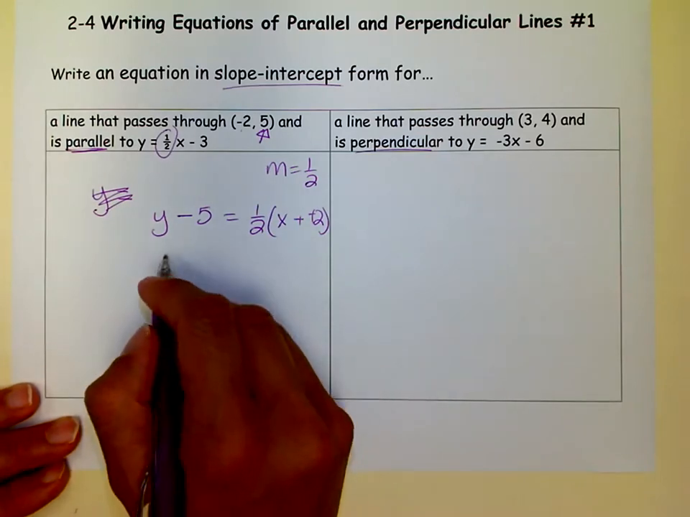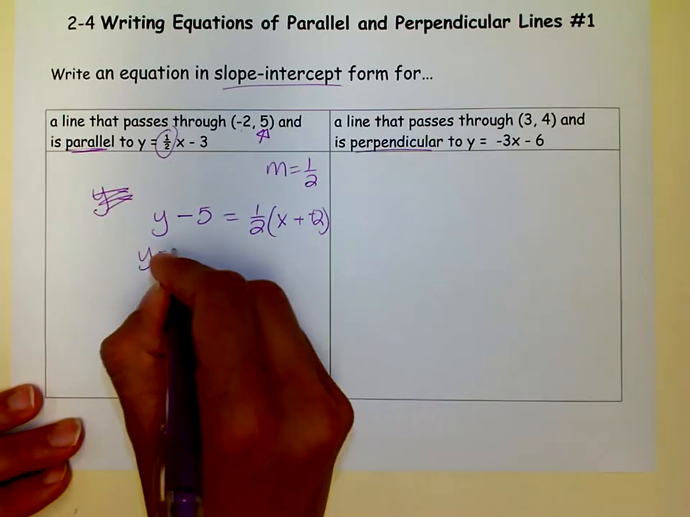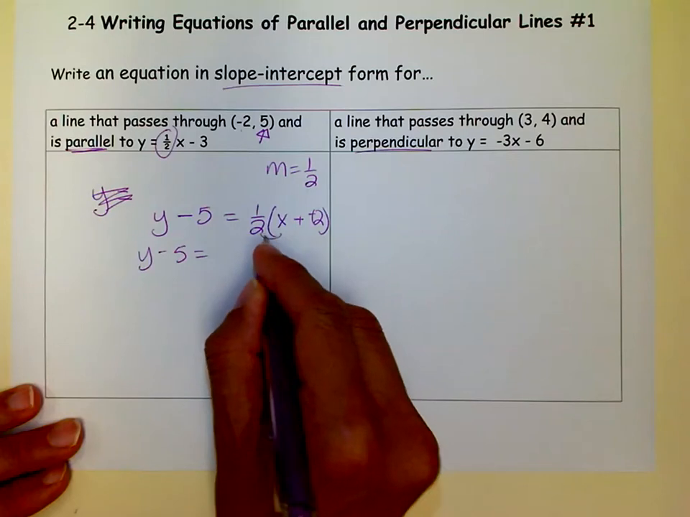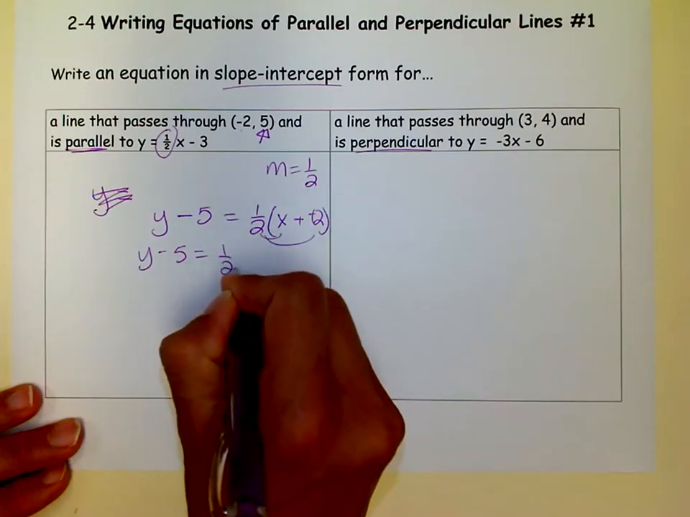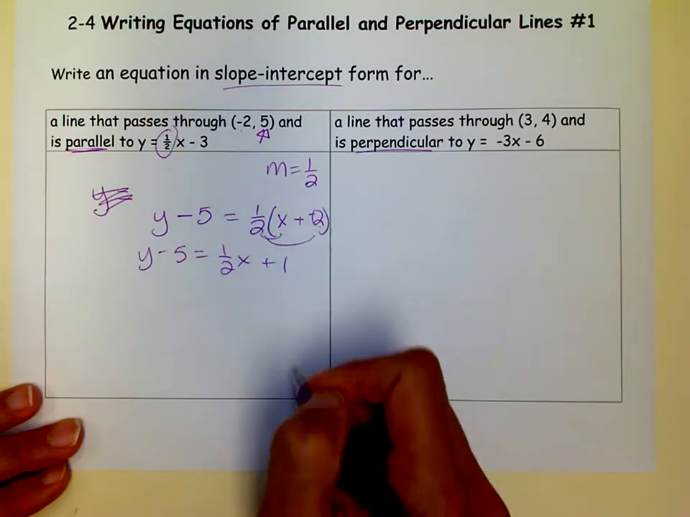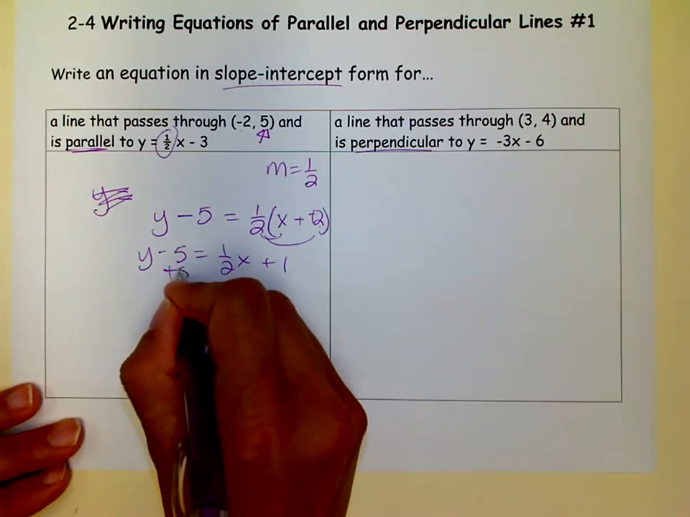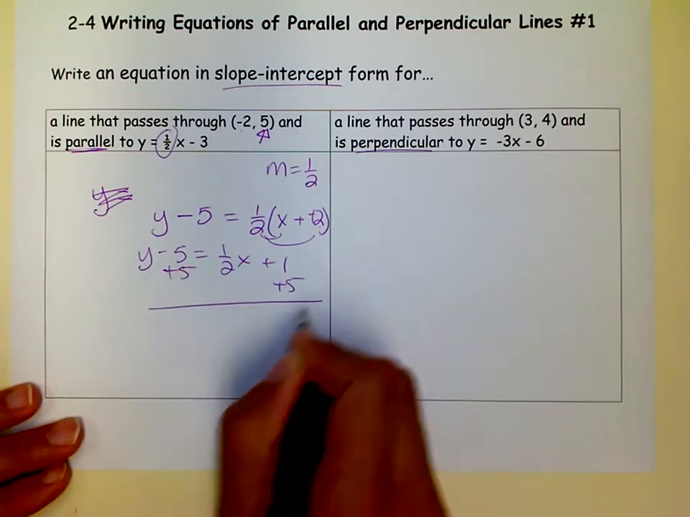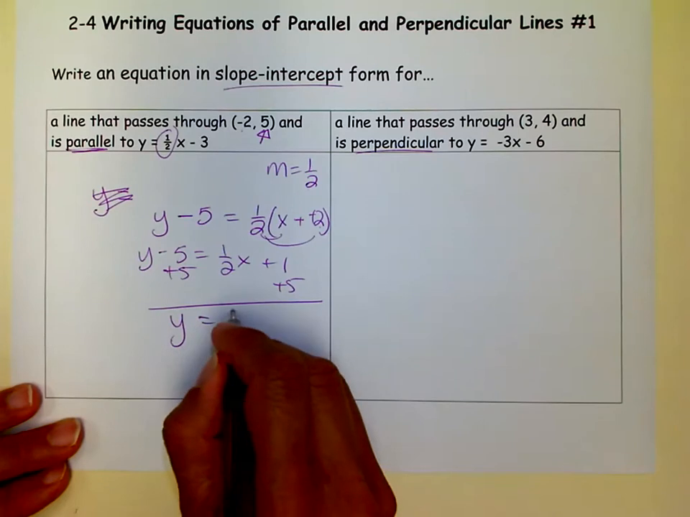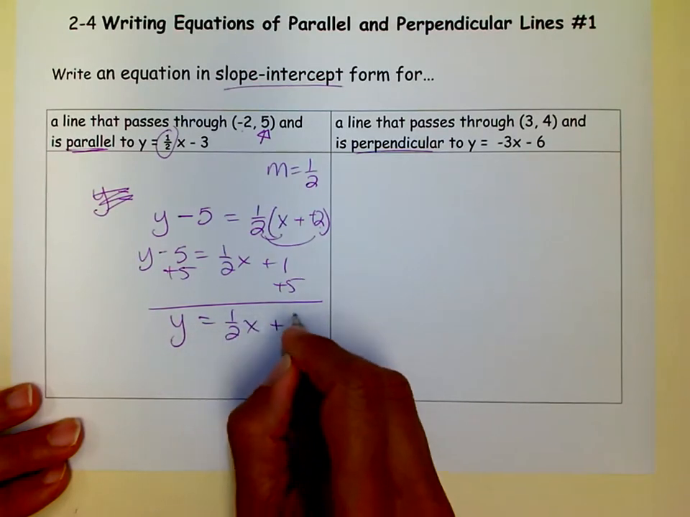So now we're going to simplify because we have to get y alone. So y minus 5 equals, and we're going to distribute the 1/2. So 1/2 x plus 1, half of 2 is 1. And then we have to add 5 to both sides to get the 5 on the other side. We get y equals 1/2 x plus 6.